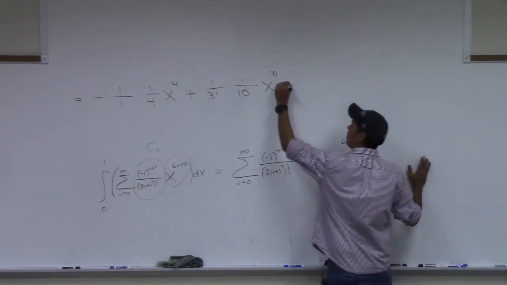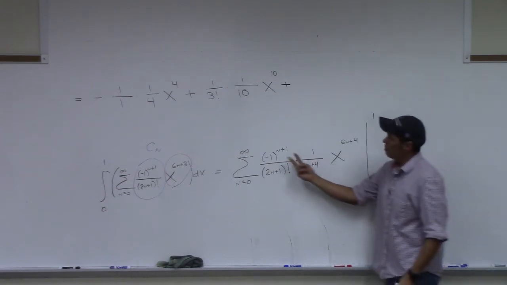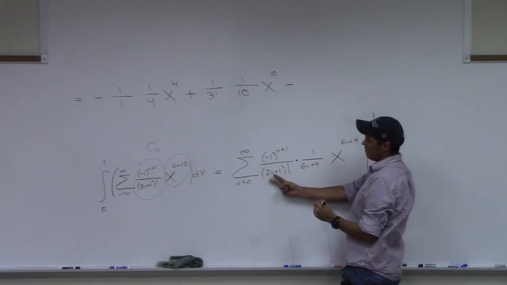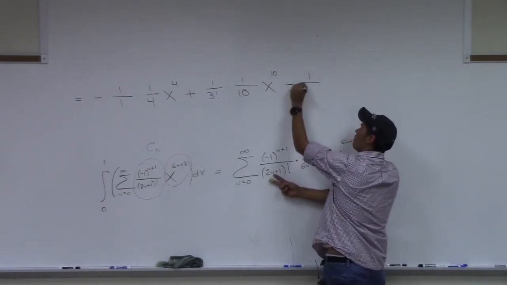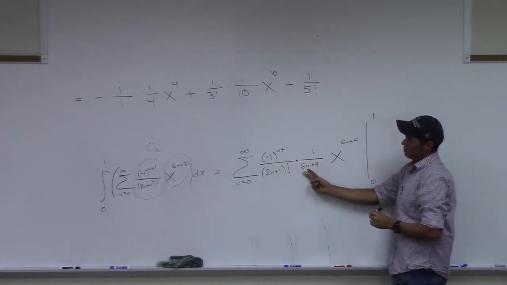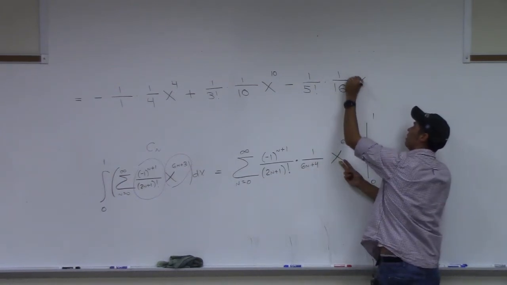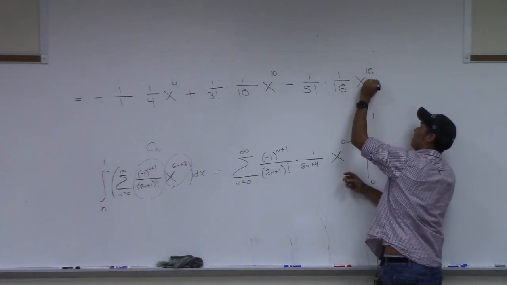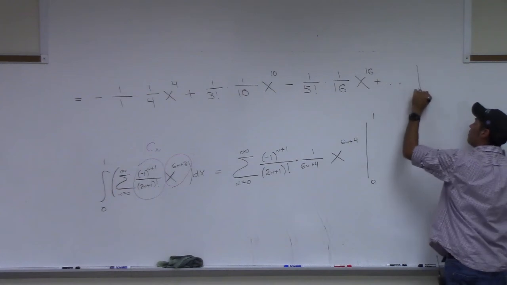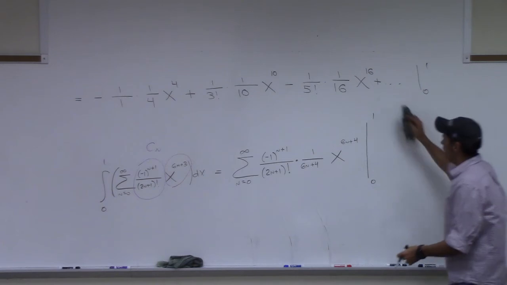Okay. Plus, now what's n? 2. So that would give us a minus, wouldn't it? I guess I should have put that minus. 2 down here. 5. So 1 over 5 factorial times a 2 right here, 1/16, and then x to the 16th plus dot, dot, dot, right? This keeps going. I could keep going with this, but I want to evaluate that from 0 to 1, right? 0 to 1.